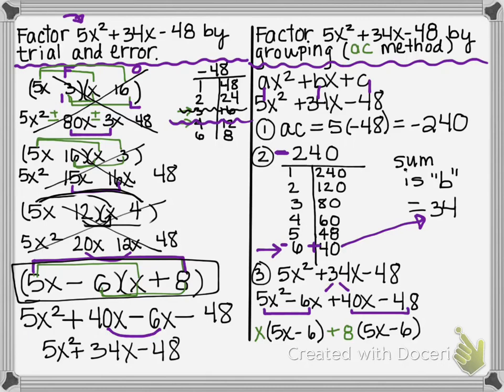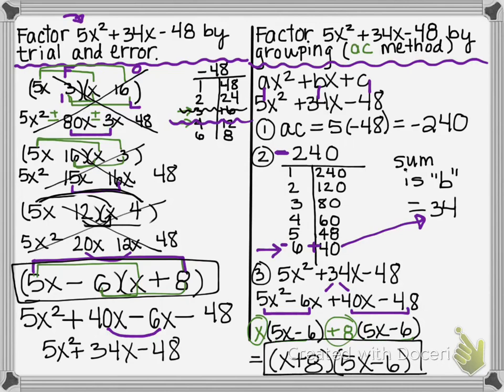And then what you do is you use these terms right here, the x plus 8. That's going to be the first binomial of our factored answer. And then the binomial that's the same, that is the other one. So I still get the same answer. I happen to write the x plus 8 first instead of the 5x minus 6 first, but it doesn't matter. When you multiply those together, you're still going to get 5x squared plus 34x minus 48. So we can see that no matter which method it was that we used, we get the same answer.